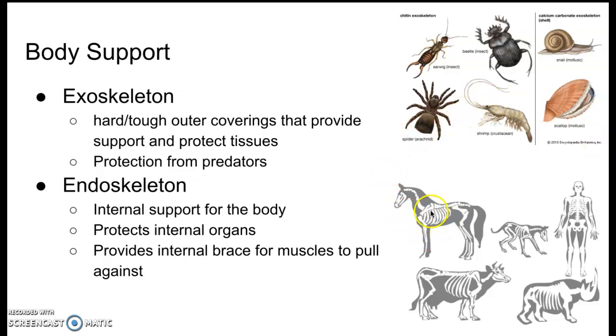And now let's look at the endoskeleton. So the endoskeleton is the bone system, and it gives a lot of support for the body and protects everything inside. And interestingly enough, these bones do grow as the organism grows and develops.